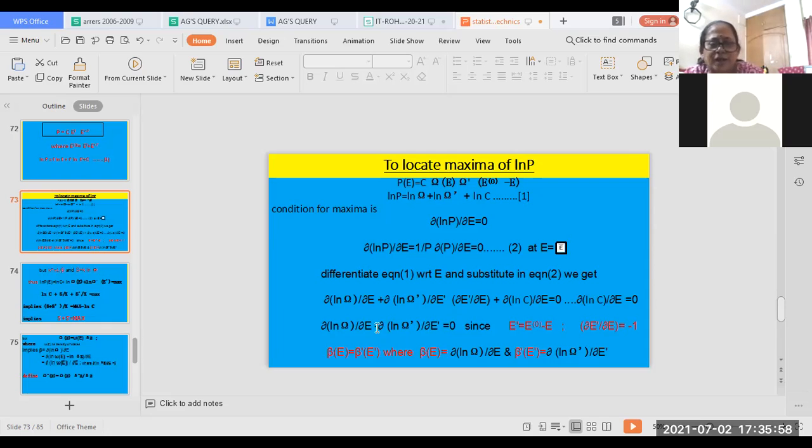So now how many terms are left? There are two terms. One is ln of omega. Of that, I am taking differentiation with respect to E, minus the differentiation of ln of omega dash with respect to E dash. And the right hand side is 0. I have copied 0 as it is. Okay. So now what I will do? I will push the second term to the right hand side. And I am calling the left hand side beta of E. The right hand side I am calling beta dash of E dash. Okay. So we have arrived at one of the important steps in the derivation.